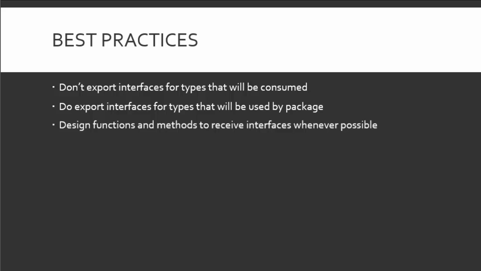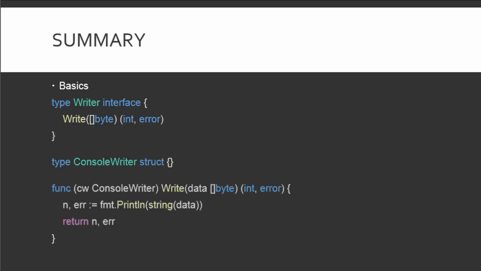Let's go into a summary and review what we've talked about. In this video, we've talked about interfaces and how to use them in the Go language. We started with a discussion of the basics of interfaces, so how to create them and how to implement them. And we ended up with code that looks something like this.